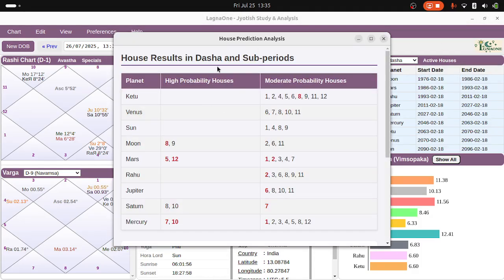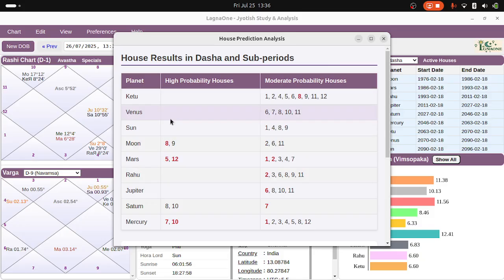Active houses shows, in the context of nakshatra dashas, the Yogini-type dashas as we call them, for every planet two columns: high probability houses and moderate probability houses. These houses will be effective when that planet comes in dasha-antardasha. When two or more planets combine, in dasha, pratyantar, or in the South Indian language, dasha, bhukti, and antara, the results will be different.